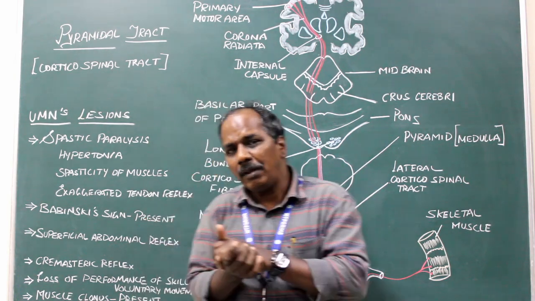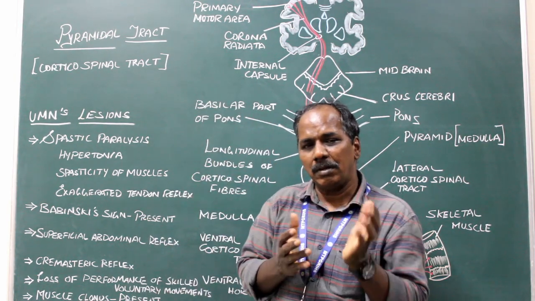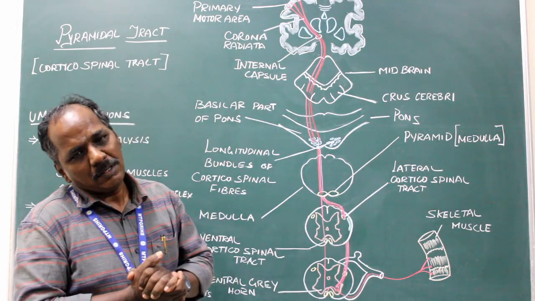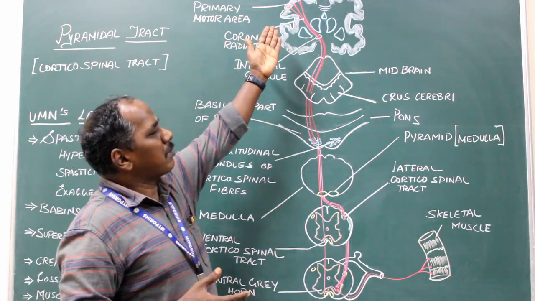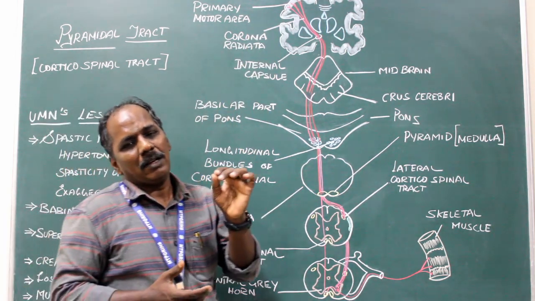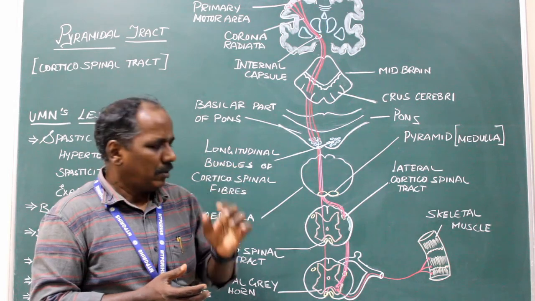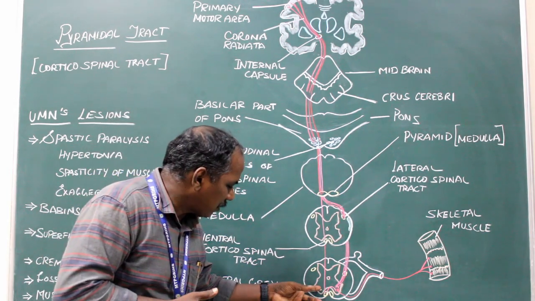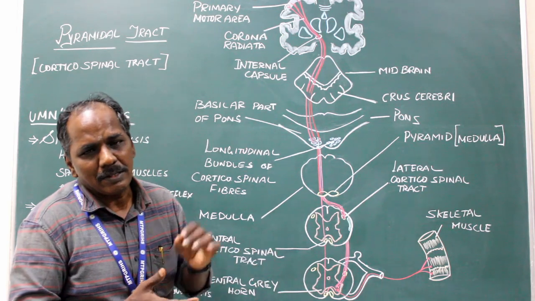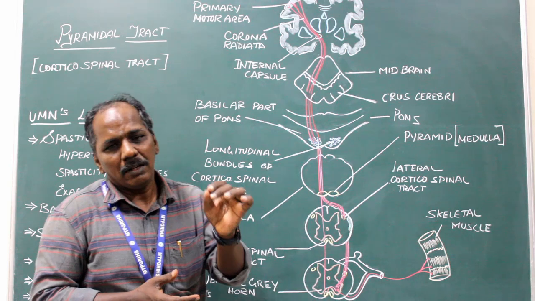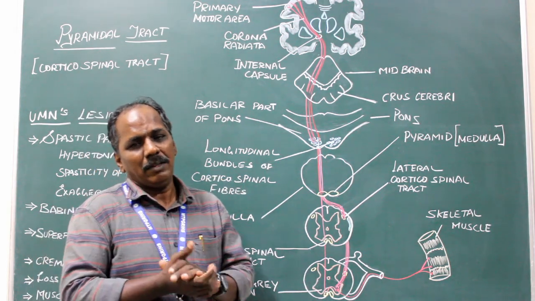So what is the difference between upper motor neuron lesion and lower motor neuron lesion? In upper motor neuron lesion, the neurons present in the cerebral cortex are mainly damaged. In lower motor neuron lesion, the anterior horn cells present in the gray matter of the spinal cord are damaged, or the motor nucleus of the cranial nerves is damaged.